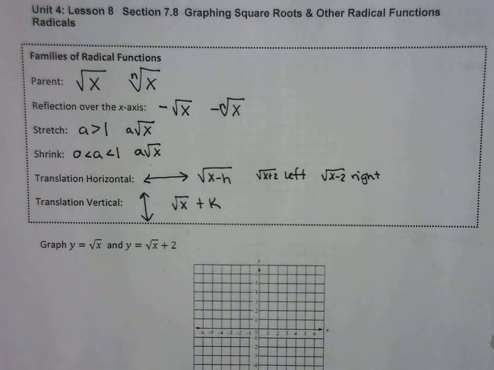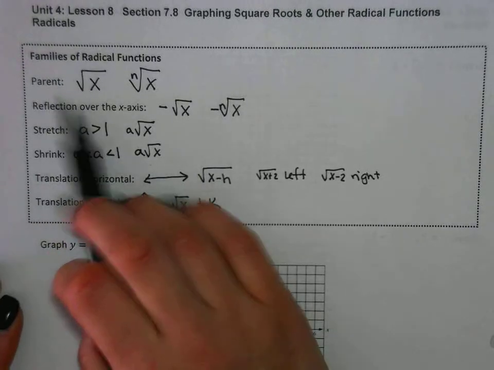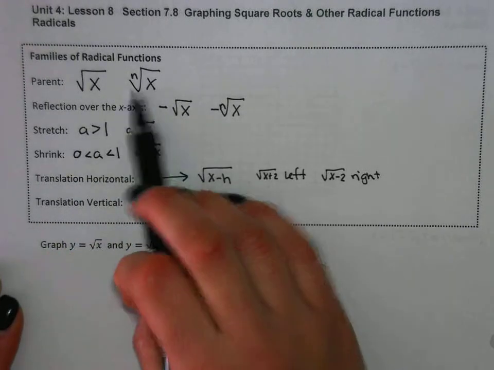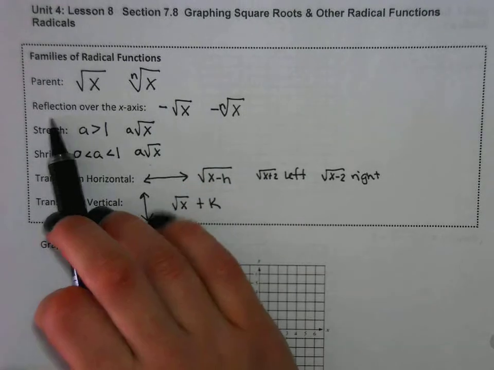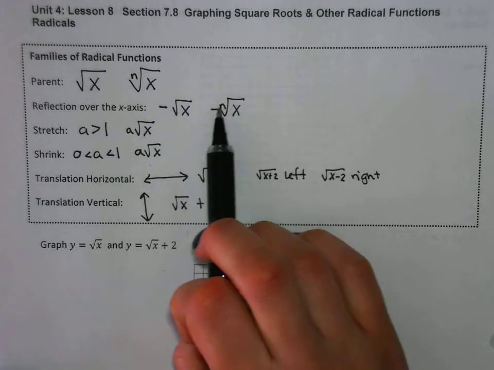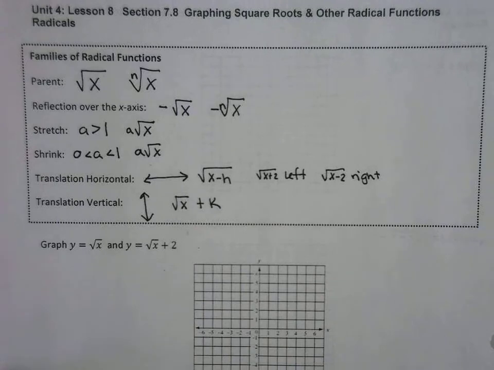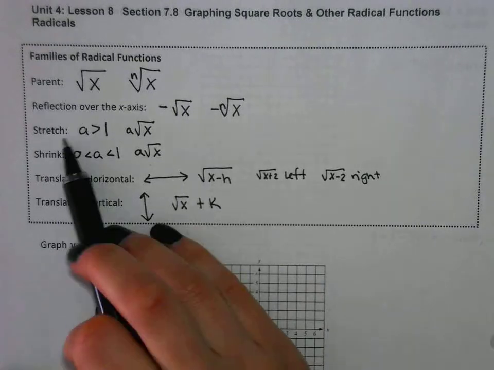Today we're going to be graphing square roots. So let's take a look at families of radical functions. A parent function is the square root of x or the nth root of x. A reflection over the x-axis means we have a negative radical sign.